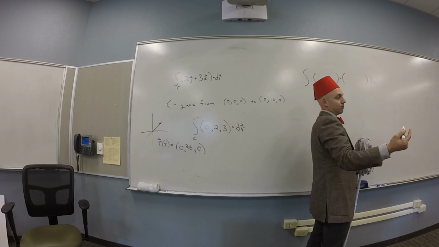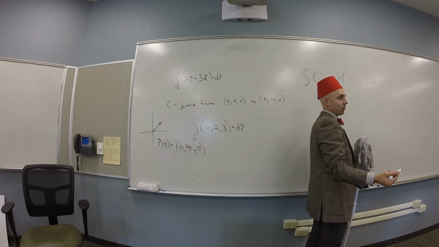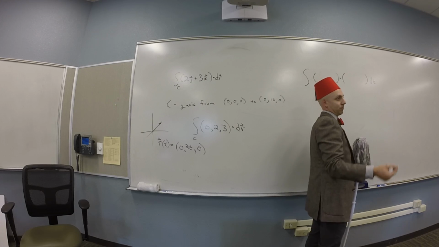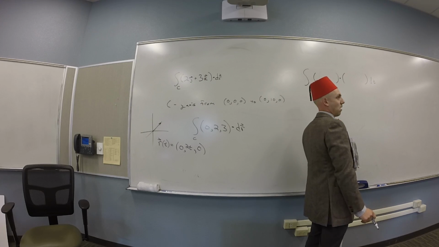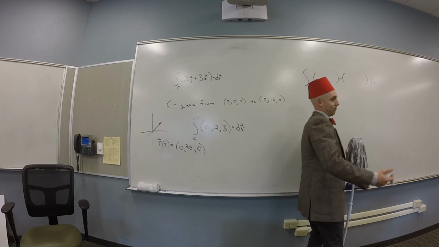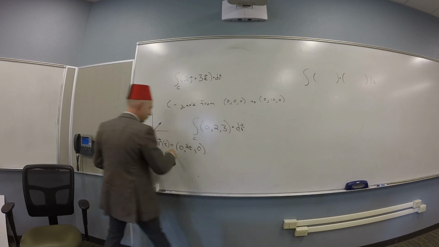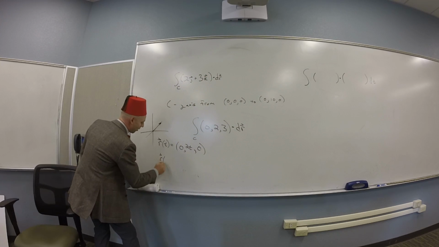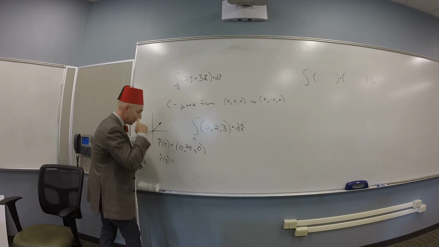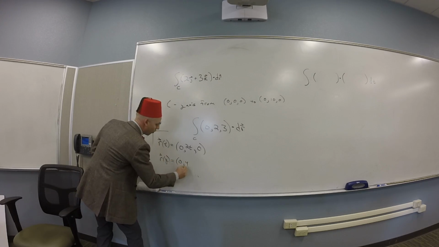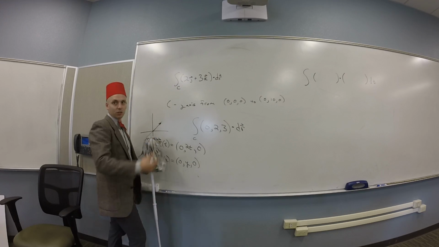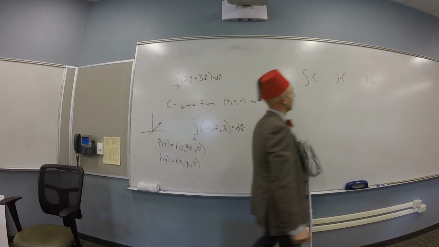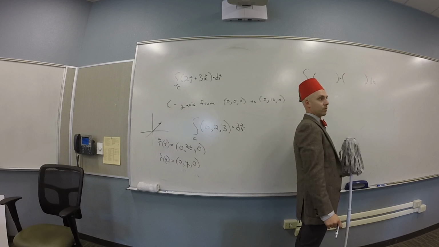I picked a parameter for my integral. Couldn't you also just do it with dy? Yeah, your r of t doesn't have to be r of t, it could be r of y. So you could do 0, y, 0 as your parameterization. You guys cool with this?